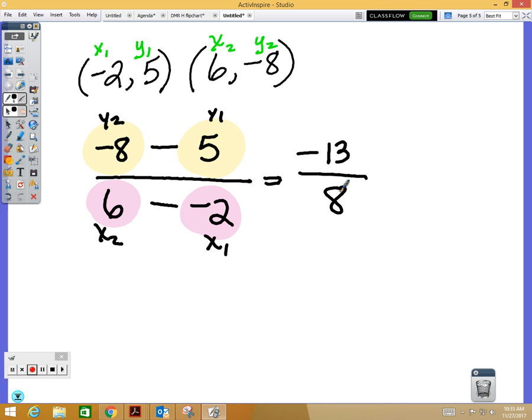So now I think, can I simplify this at all? I see that it's improper, but I couldn't make it into a whole number. It would be a mixed number. I don't want a mixed number. There's only one negative sign, so that's okay. I can't reduce it any, so this is it, negative 13 over 8.